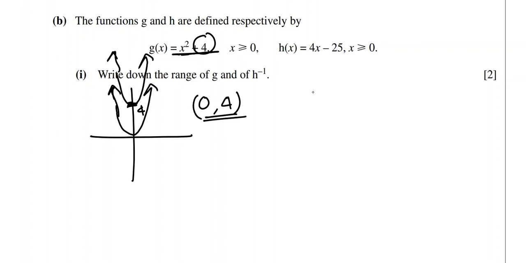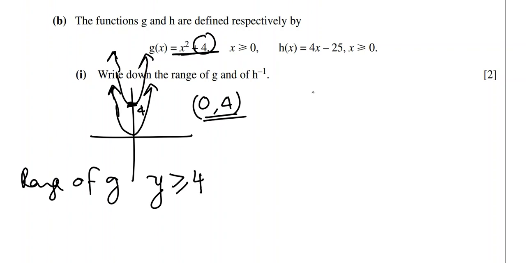So the range of g becomes y is always greater than or equal to 4, because there is no value below this number. The whole graph is above this. That's why that is the range.